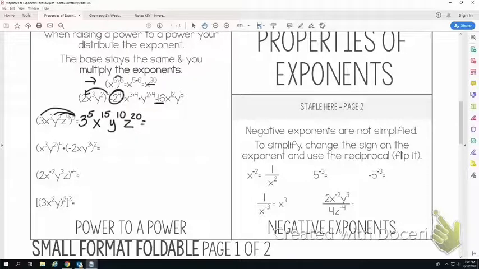And then I would go ahead and do 3 to the power of 5, which somebody throw that in your calculator and tell me what it is. 243. So that would be your answer.